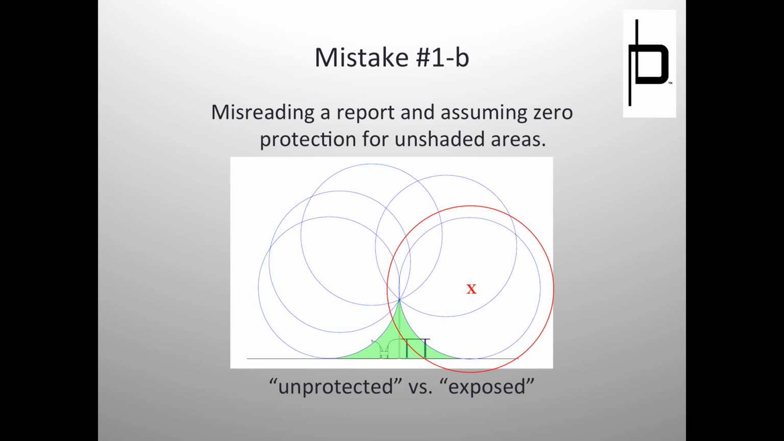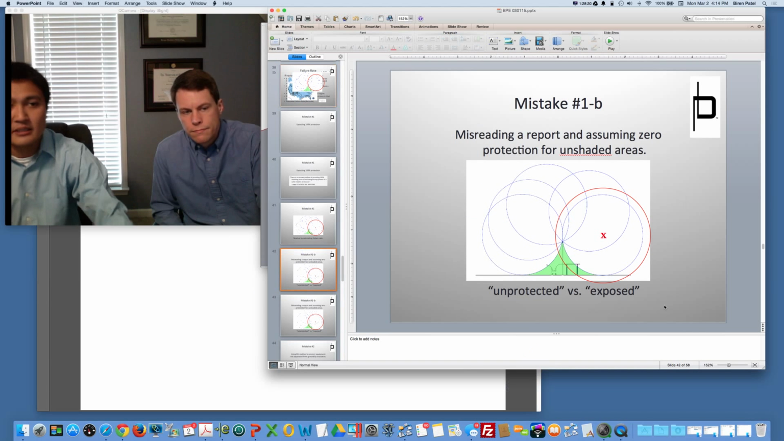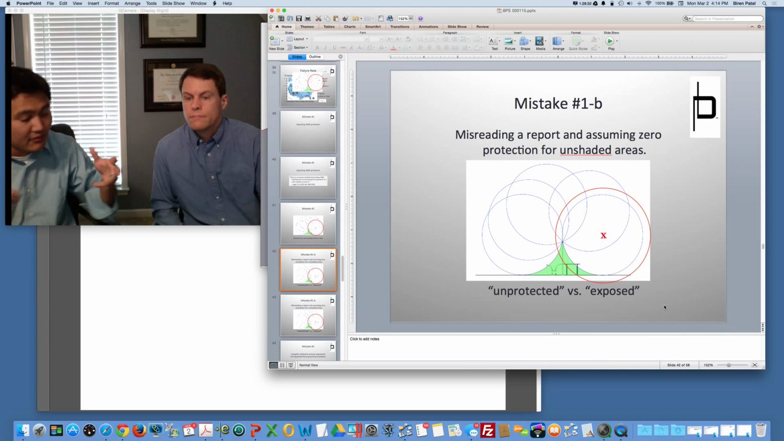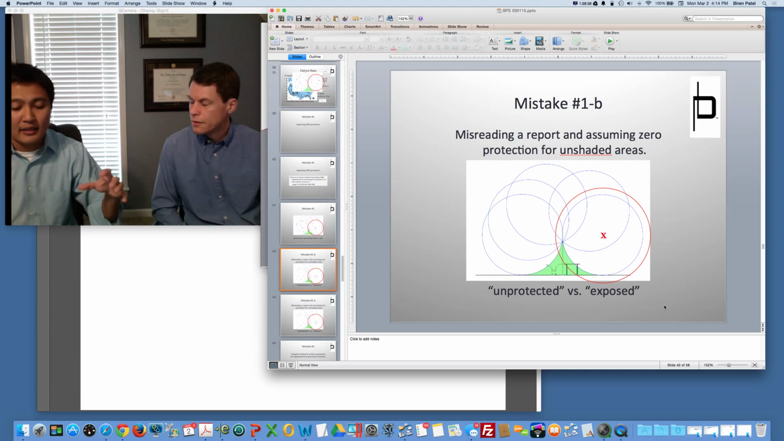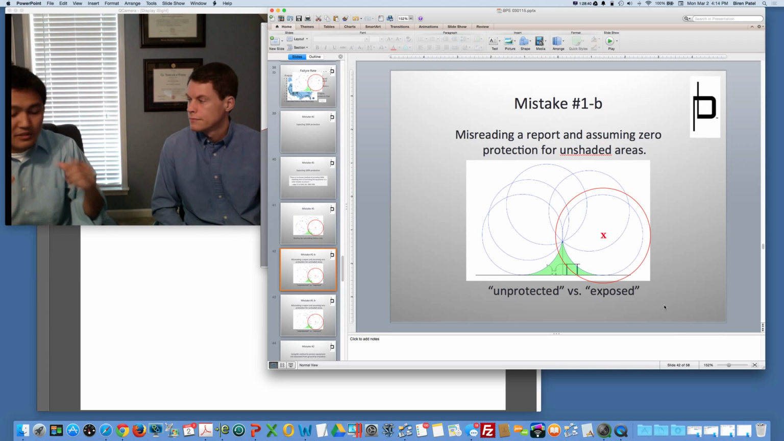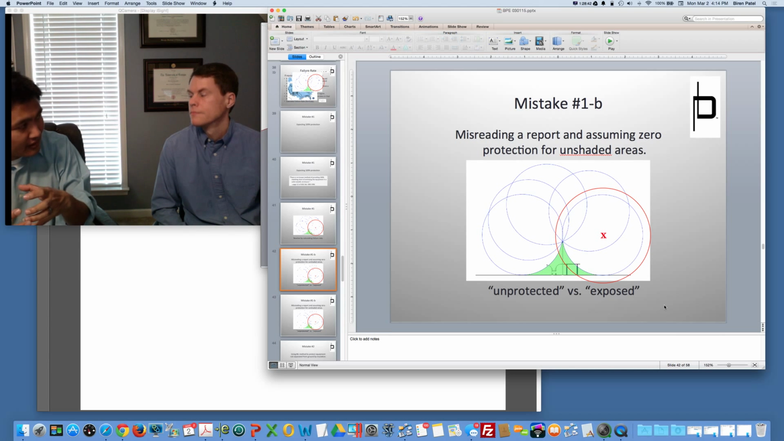I'm going to call this mistake 1B. This is misreading a report and assuming zero protection for unshaded areas. So let's say we do a lightning design, and we've created a plan view and shaded all our areas that fall under tents and under these witches' hats and all this stuff. This is kind of the opposite problem. Just because something is outside of that shaded area doesn't mean it's unprotected.